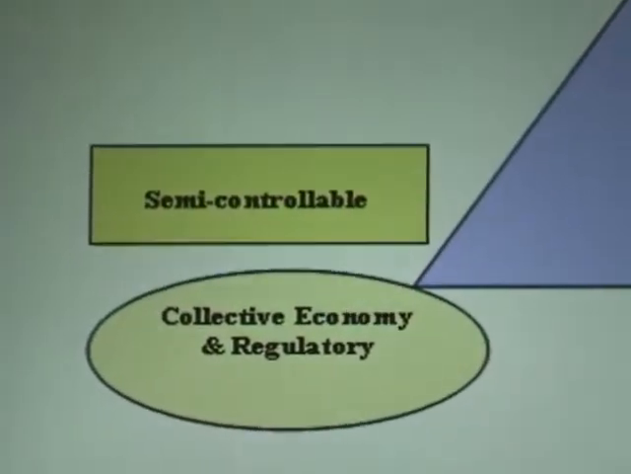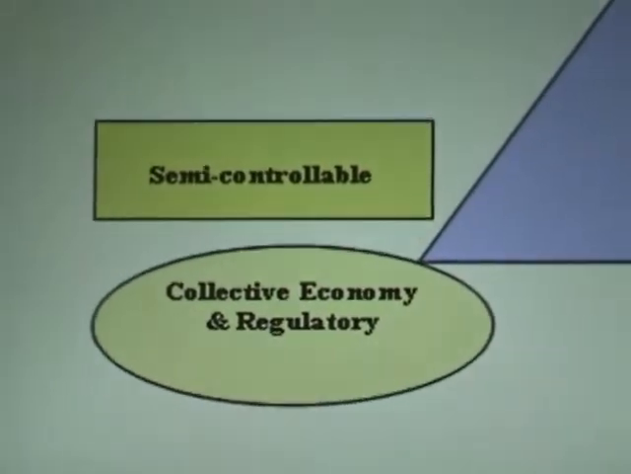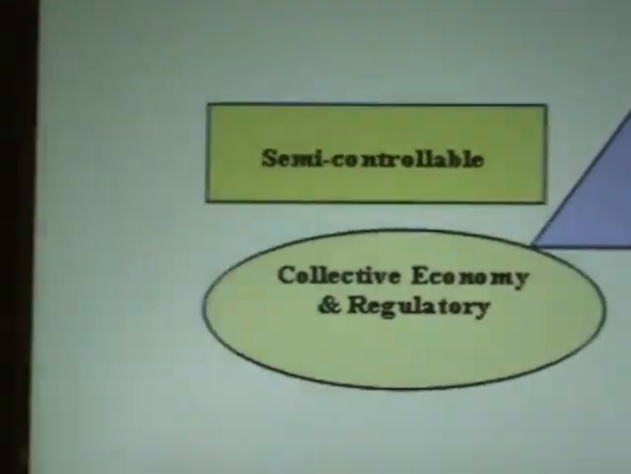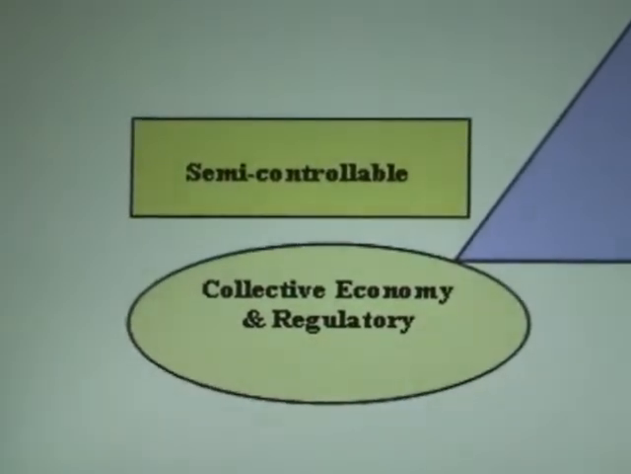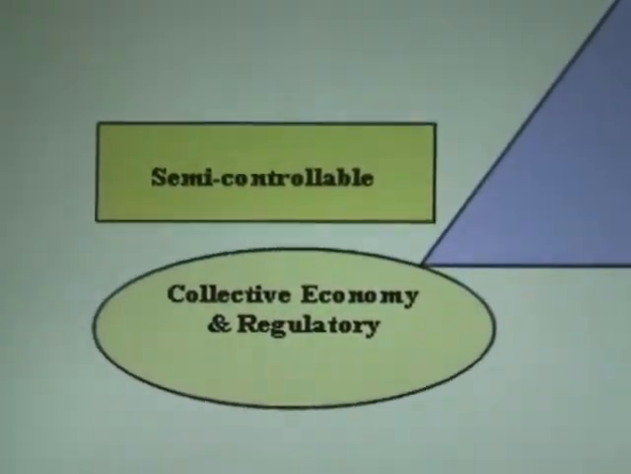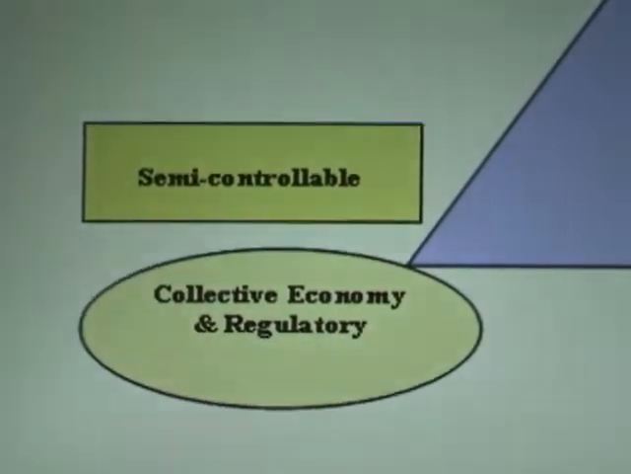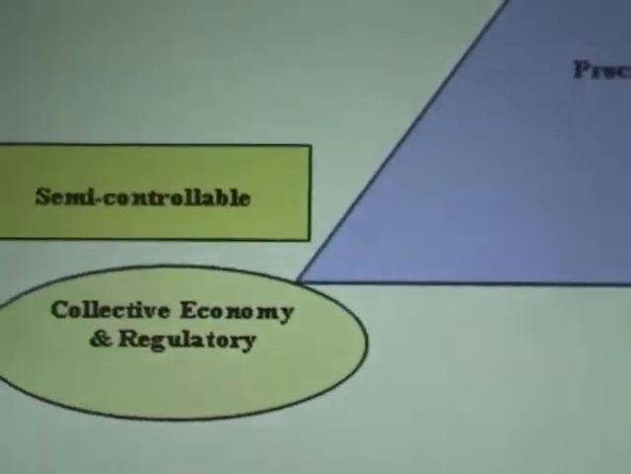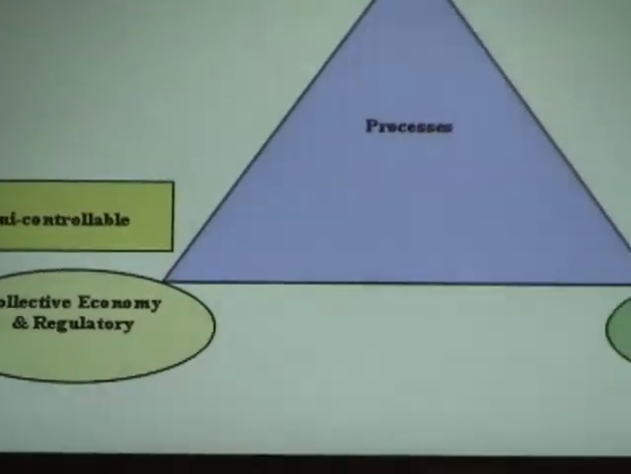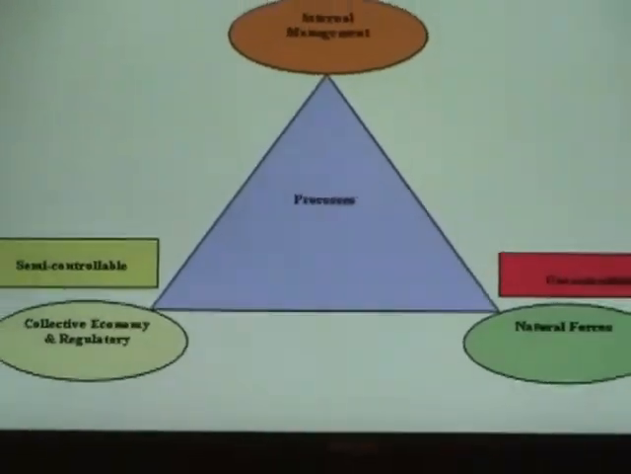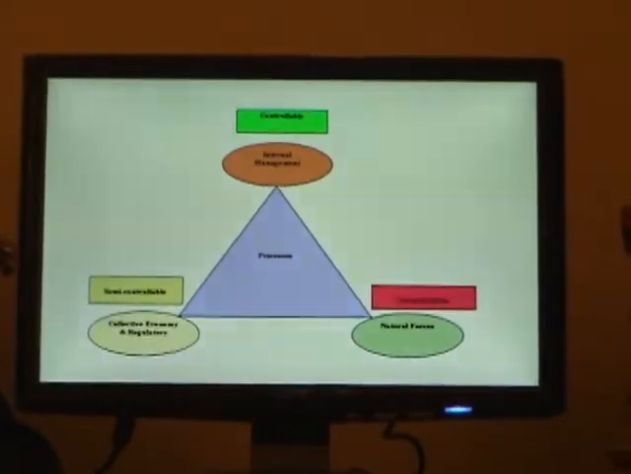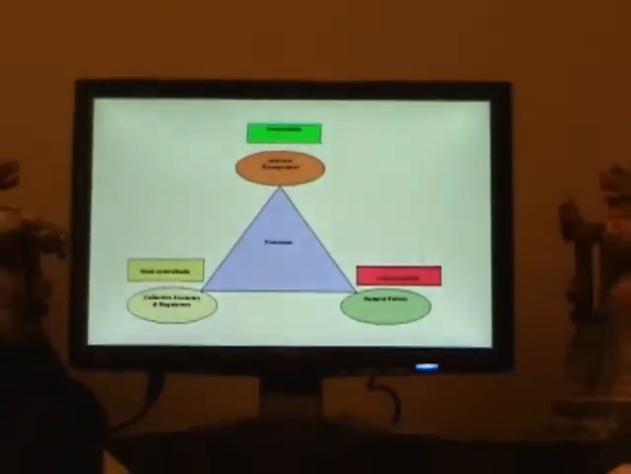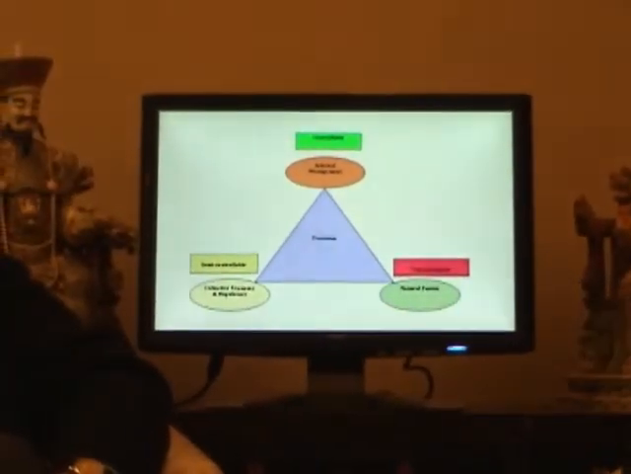Now, in addition, there's also the collective economy and regulatory. And with those, there is some controllability. We do indirectly or directly vote on our elected leaders. And so they then determine how much regulation and other economic factors that they believe in, that they then pass laws that impact us. So those represent semi-controllable.